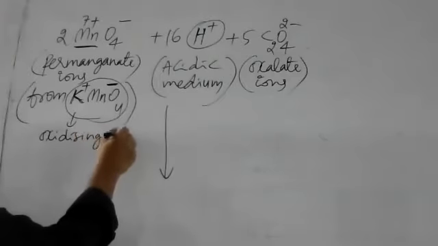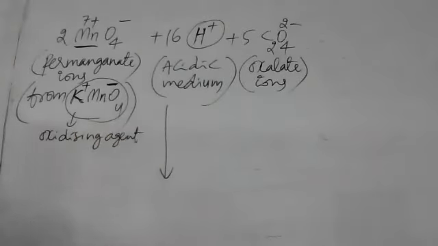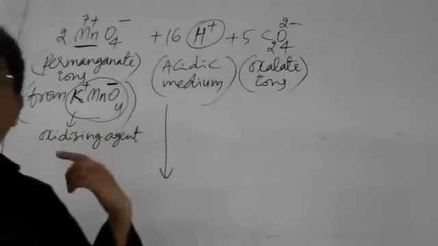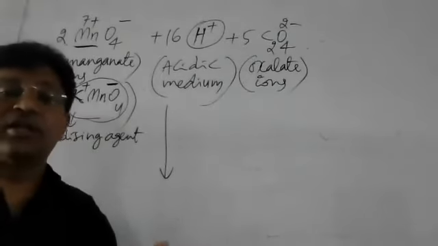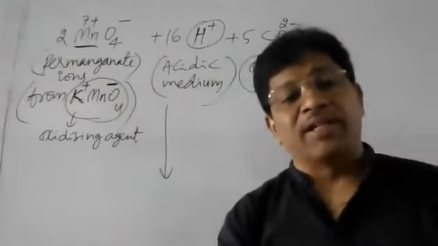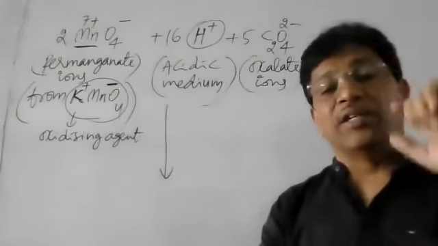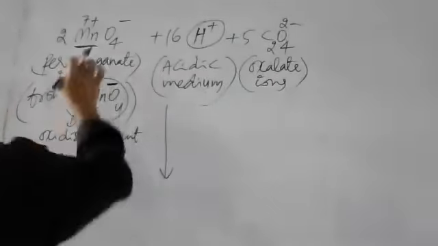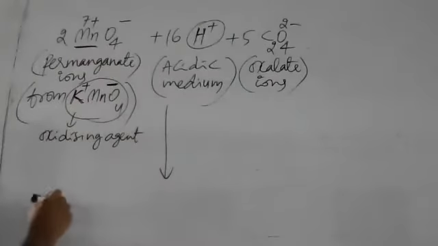Oxidizing agent. Why is it an oxidizing agent? Because it itself undergoes what? Reduction. Now, from where to where is the reduction taking place? From which charge to which charge of manganese? Mn+7 is changed into Mn+2. That's why the Mn+7 becomes Mn+2.